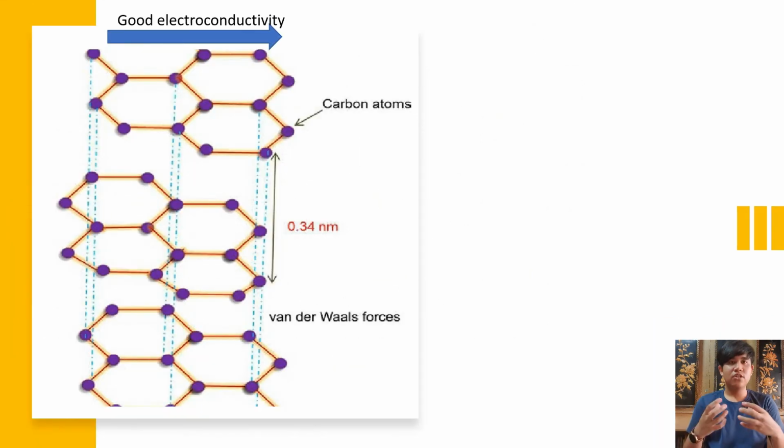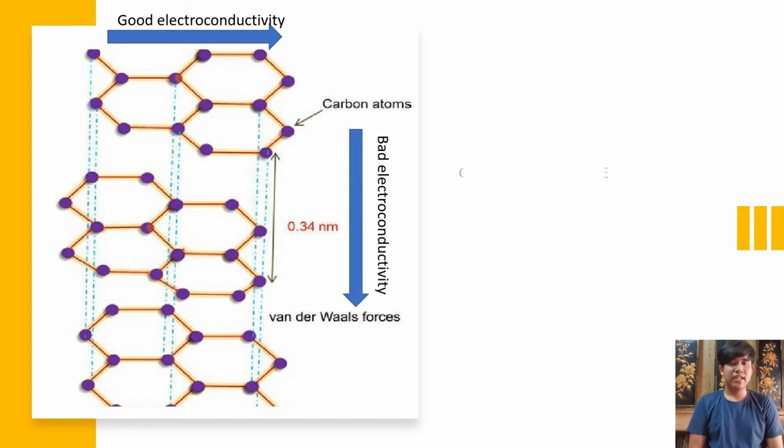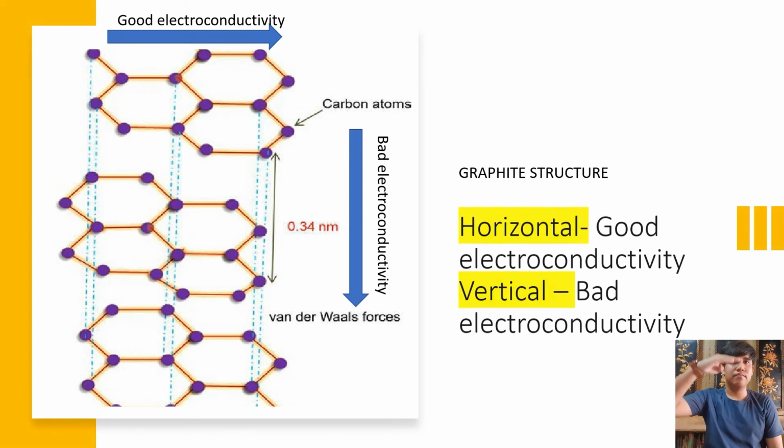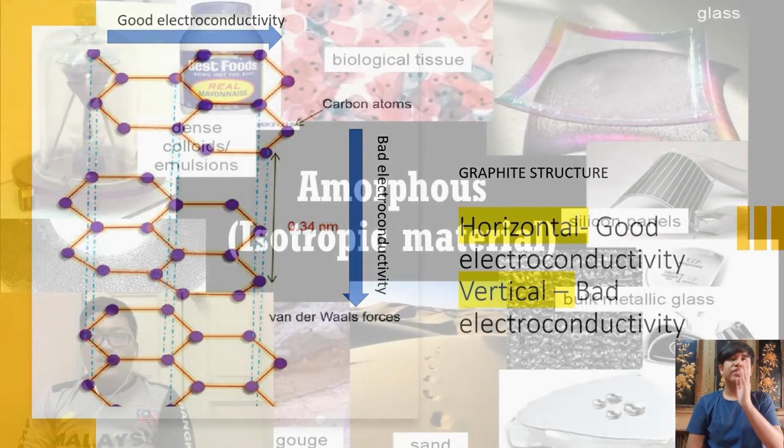In terms of electroconductivity, we'll be looking at graphite. We know that the graphite structure is like this. Electroconductivity is very good when the electrons are conducted horizontally compared to vertically.